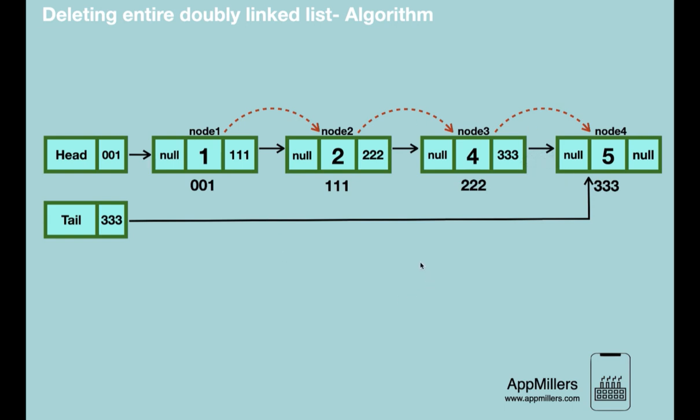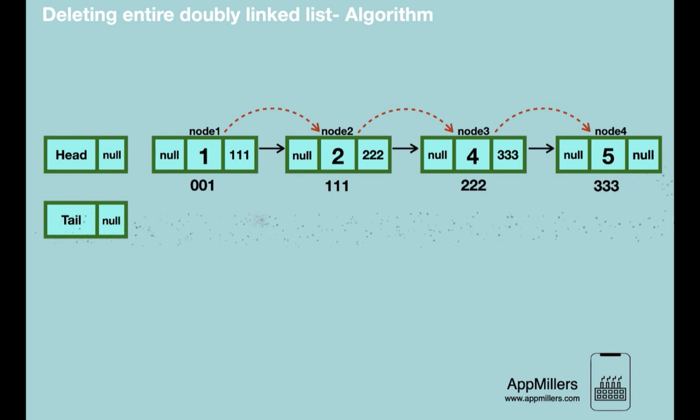So after completing this step over here, now we can set our head to null. So by setting our head to null, we are deleting a link between head and node 1. Now the last step is we need to set tail reference to null. So if we set tail reference to null, the link between tail and last node gets deleted. So now our first node is eligible for garbage collection. So the garbage collector will come and delete this node over here.